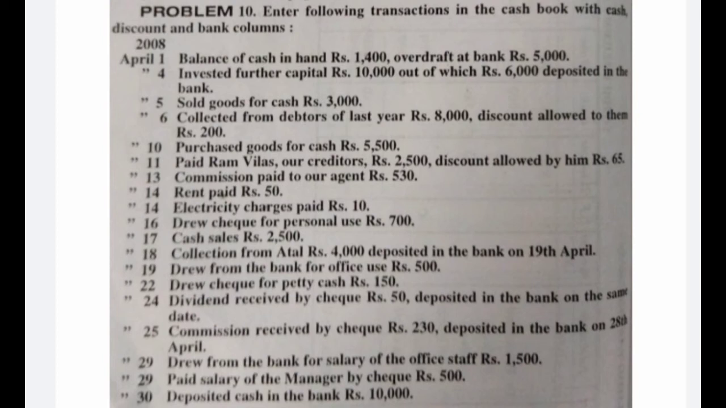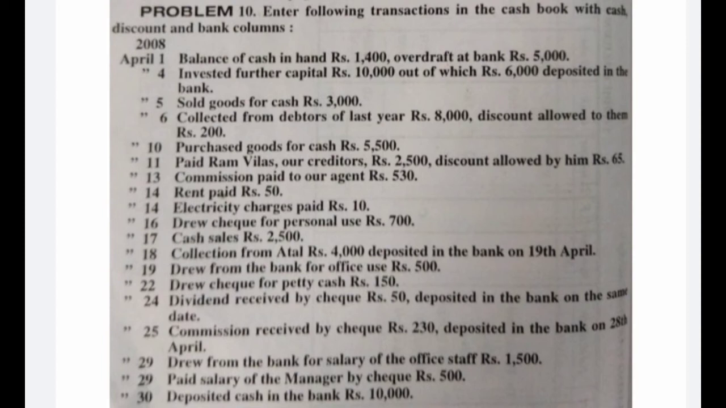Paid Ram Vilas, our creditors, 2,500, discount allowed by him rupees 65. So we are paying to Ram Vilas. So Ram Vilas account debit 2,565, to cash account 2,500, to discount received account 65 rupees. We are paying through cash only. So cash is on the credit side, credit the cash column with rupees 2,500 and the discount column on the credit side 65 rupees by Ram Vilas account.